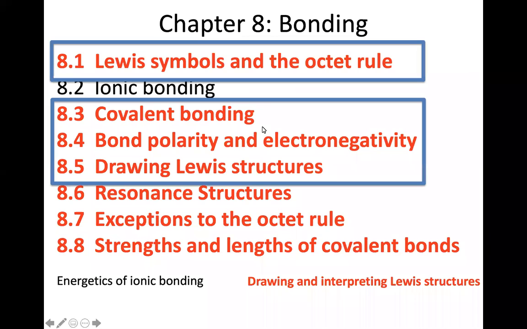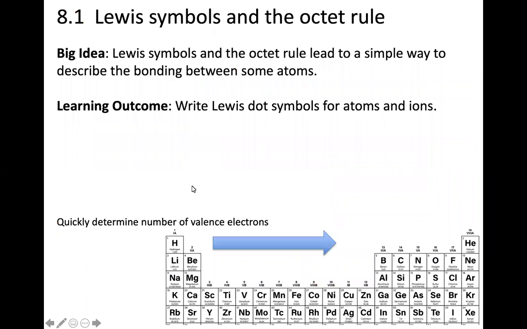So I think within this evening, we're going to look a little bit at 8.1. And then we'll look at the ideas in 8.3, 4, and 5 and practice drawing Lewis structures. So the first idea here in 8.1, these Lewis symbols and what's called the octet rule, they're a very simple way to describe the bonding between some atoms. We are going to look at more complex ways, but this is a simple way to get it started. So in 8.1, we want to be able to draw Lewis dot symbols. And in order to do that, we need to know the number of valence electrons.